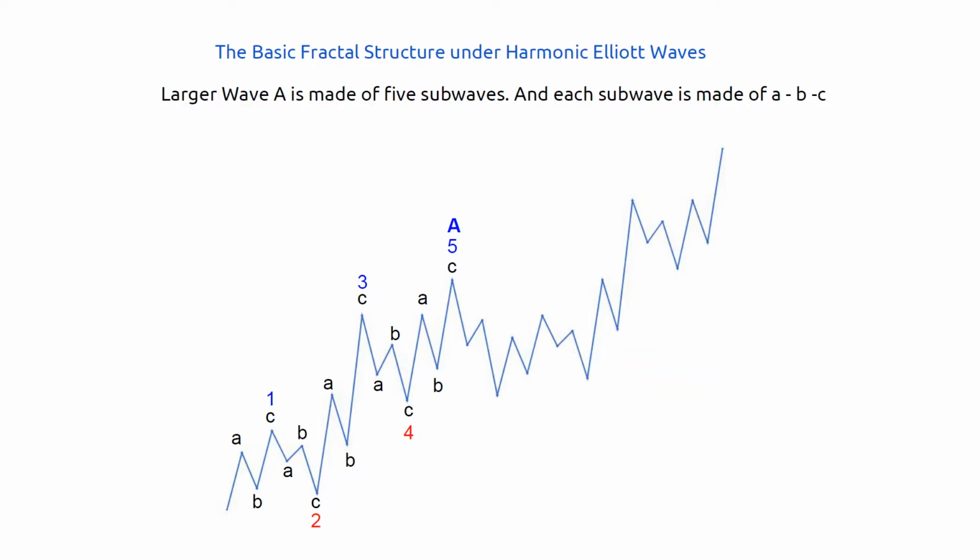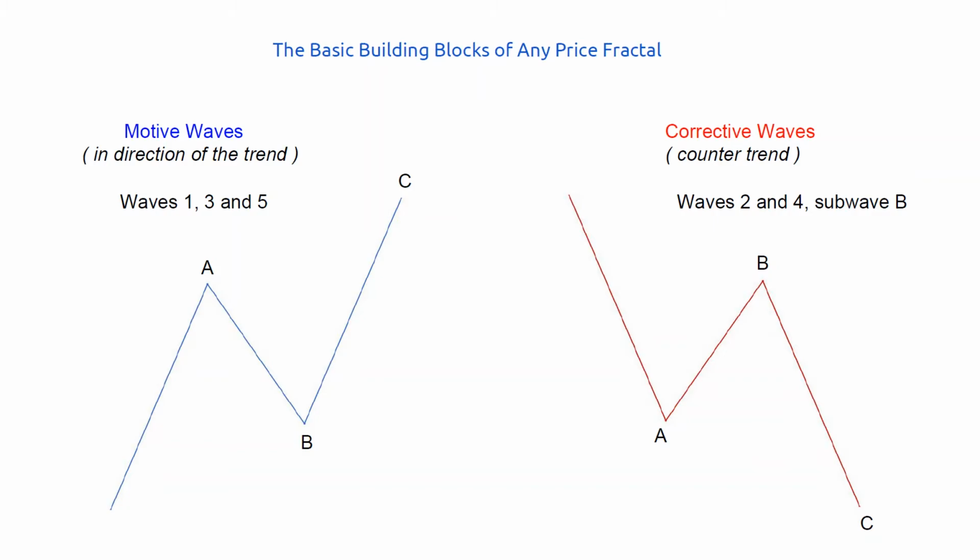Okay, let's come back to our typical patterns and the Harmonic Elliott wave theory. After completed 5 up, which comprise a larger wave A, we normally have a sharp correction shaped as ABC down, and that becomes a larger wave B. This is again our building block, A down, B up, and C down. And such a structure can be observed in corrective waves 2, 4, and wave B.